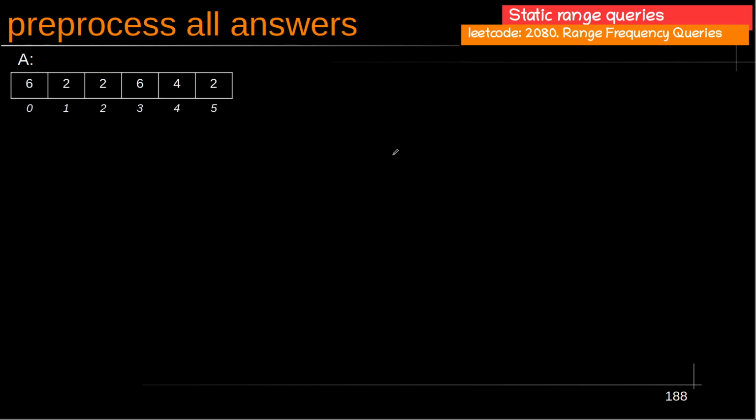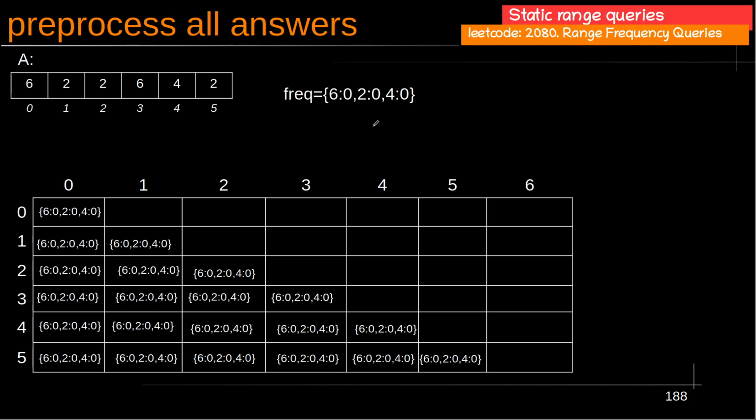We can use another approach, which is to preprocess all answers, which means I will compute the frequency of all the elements in this array. I will build a hash map for those who use Java, or a map or an ordered map for those using C++, or a dictionary for those using Python. And I will build a matrix of size, as you see, 6 times 5, which means of size n plus 1 times n.